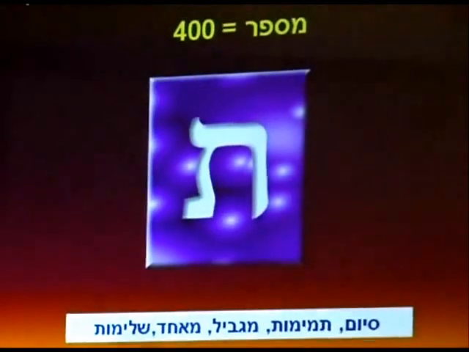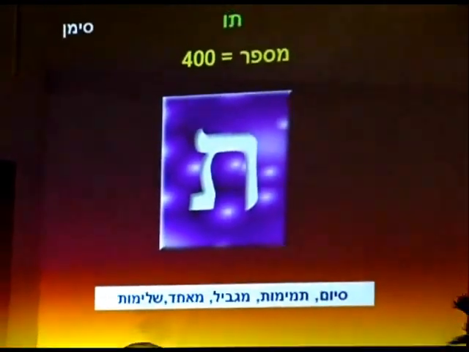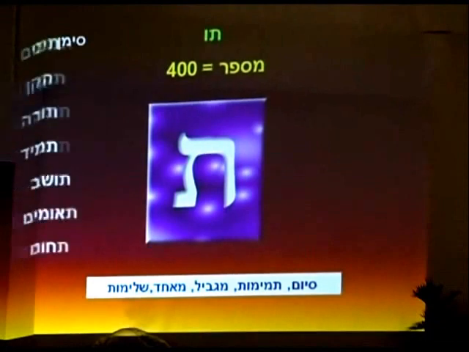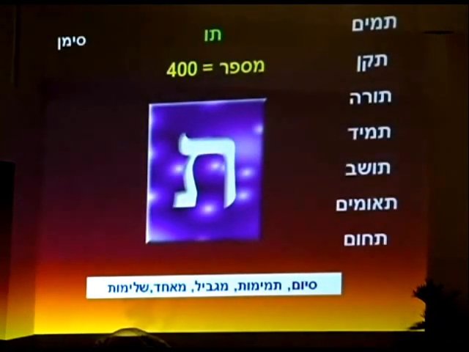And finally, the last letter is a taf. Mispar 400. Taf is a siman. It's a sign. And as a first letter, it is the end or the completion or something being complete, the limiting, unifying. And you will find it in the word tamim, which is tmimut, and it was complete. Takein, to fix, to make it complete. Torah, which is complete. A whole set of laws. Complete set of laws. Tamid, constant.